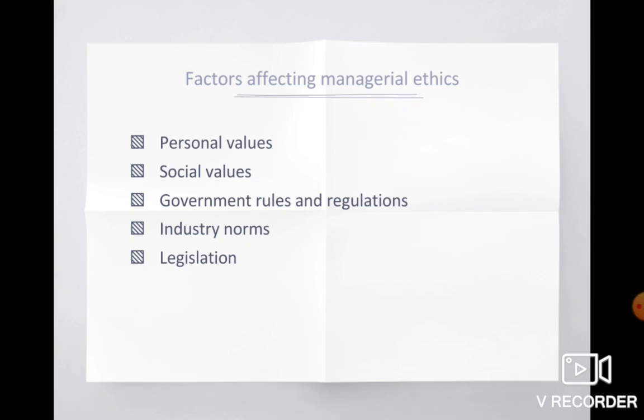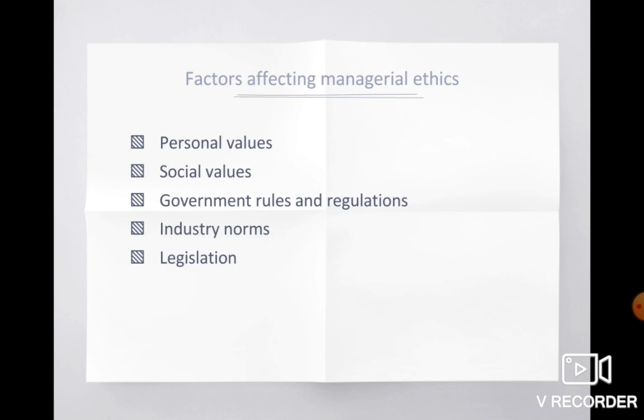So, in fact, not just the personal value of the individual, of the employee themselves, the personal value of the people who are working around them also affect their managerial ethics. Therefore, even the behavior of competitors also has a huge influence on business ethics. And the next factor we have is social value. Now, social values are very important with regards to business ethics, and they exercise a considerable influence on the business ethics.